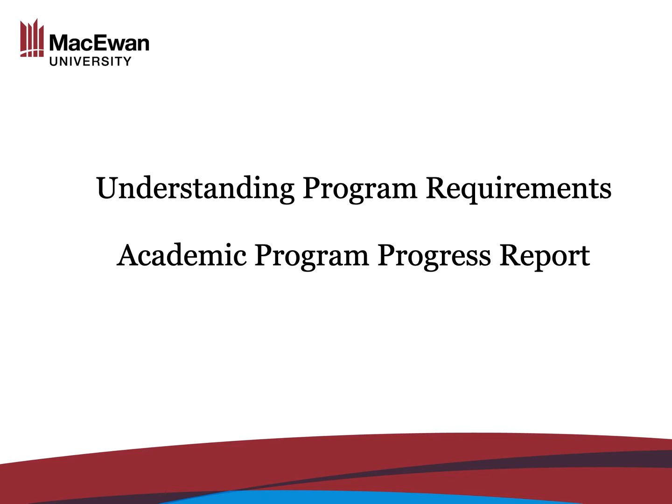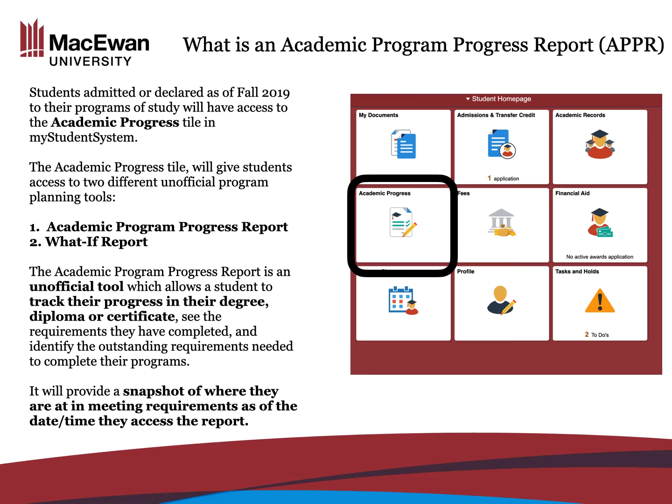In July 2020, students will have access to a new program planning tool called the Academic Program Progress Report, which will be available on myStudentSystem. Students admitted or declared as of fall 2019 to their programs of study will have access to the Academic Progress tile in myStudentSystem. The Academic Progress tile will give students access to two different unofficial program planning tools, the Academic Program Progress Report and the What If Report.